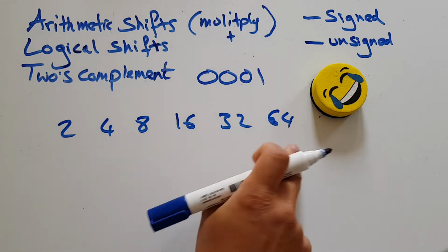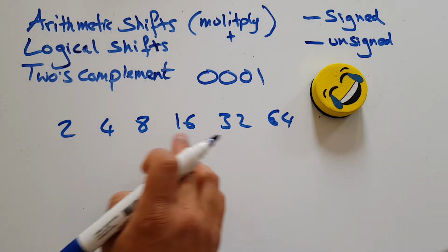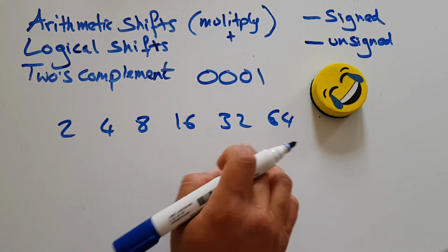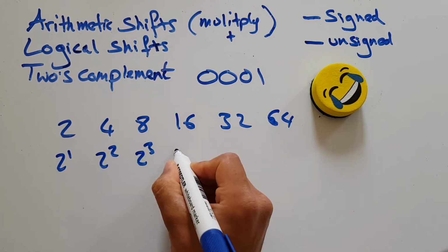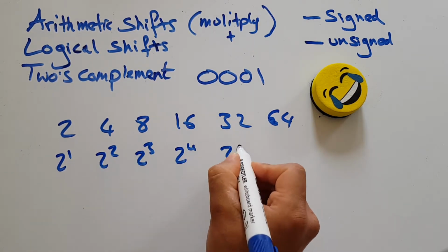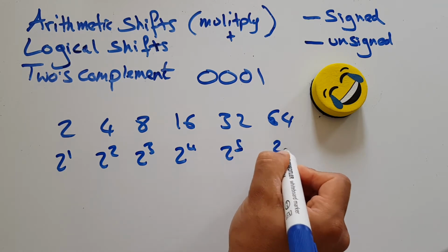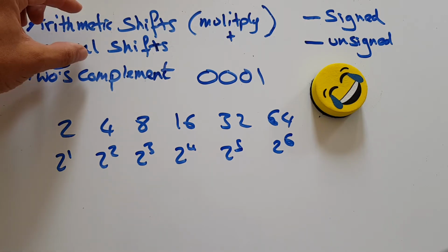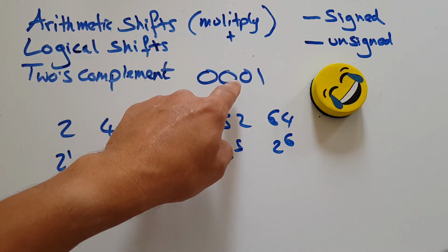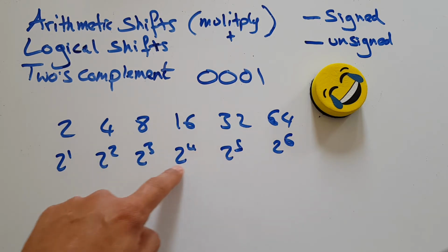Okay, now what are these numbers? Well, what do they have in common? We can kind of classify these as powers of 2: 2 to the 3, 2 to the 4, 2 to the 5, and 2 to the 6. So what does arithmetic shift and logical shift do? They're systems to allow you to multiply a binary number by a power of 2.